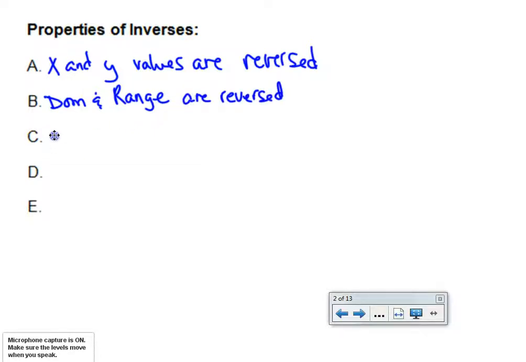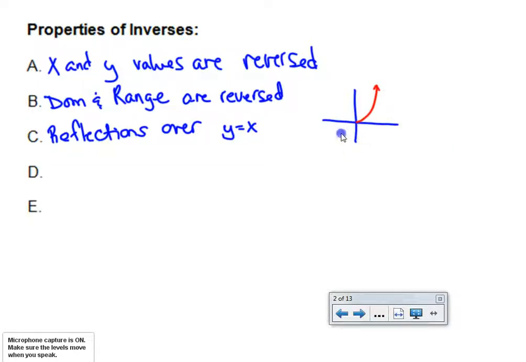Another property is that the original and inverse, when graphed on the same coordinate plane, are reflections of each other over the line y equals x. As an example, if I were to graph kind of a half parabola looking like this, and thought about what its inverse would look like, this is the line y equals x, so its inverse would look kind of like this.